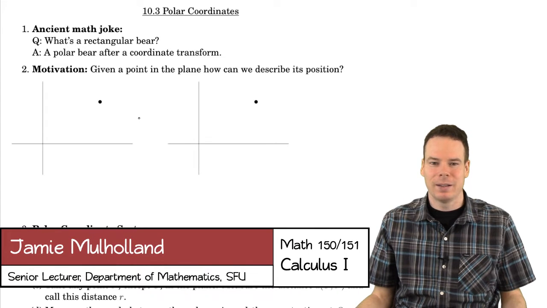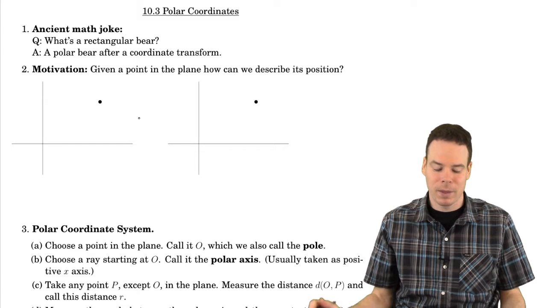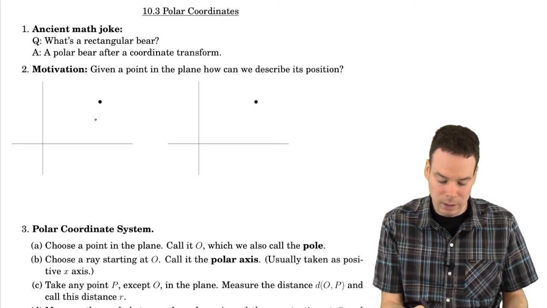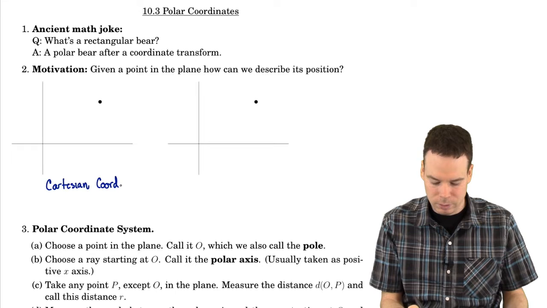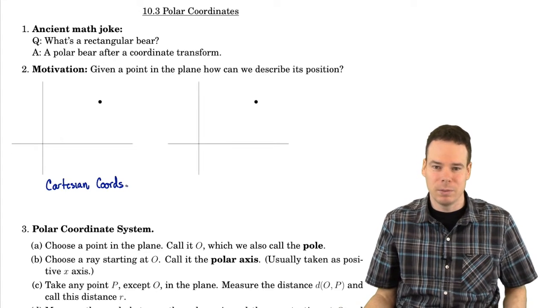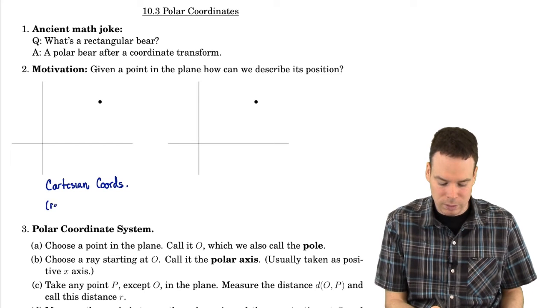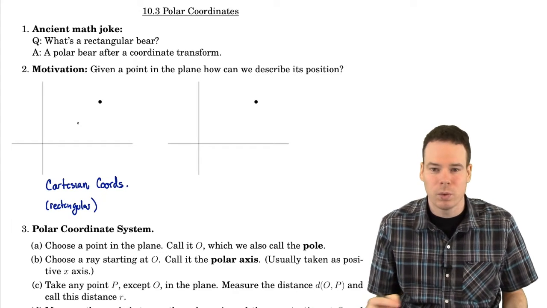Hi everyone, welcome back. In this section we're going to look at a new coordinate system called polar coordinates. As a bit of motivation, let's look at the coordinate system we're used to working in. This is known as the Cartesian coordinate system. You might not have been explicitly told the name of the coordinate system you've been working in all along, but it's the Cartesian coordinate system, also known as the rectangular coordinate system. And how does this coordinate system behave?